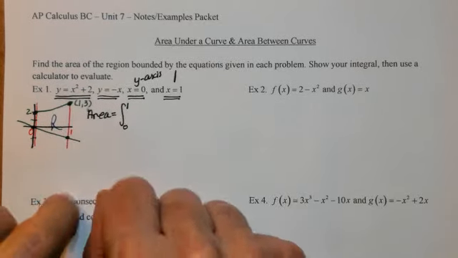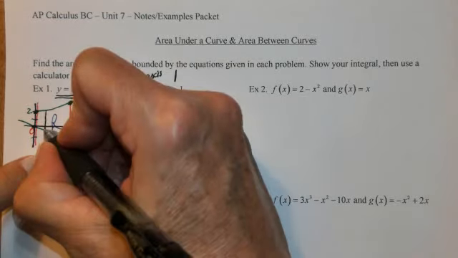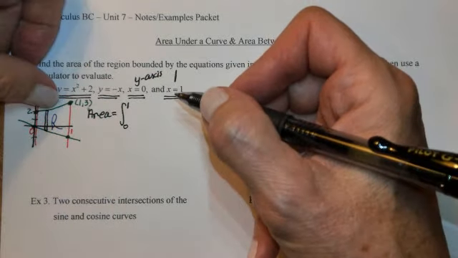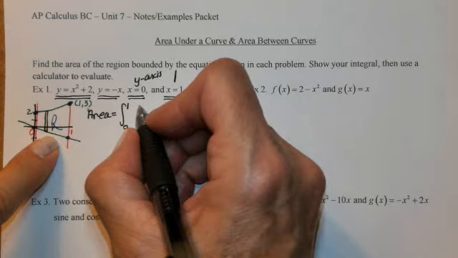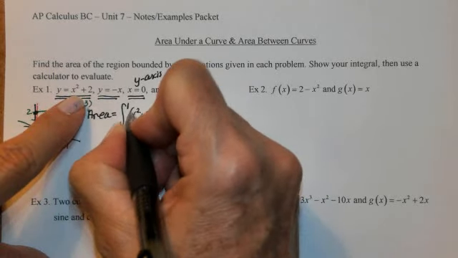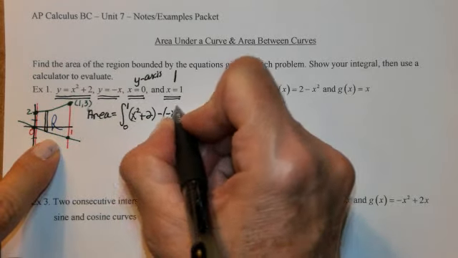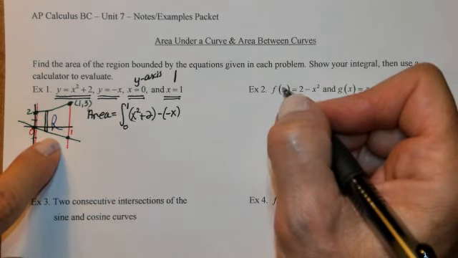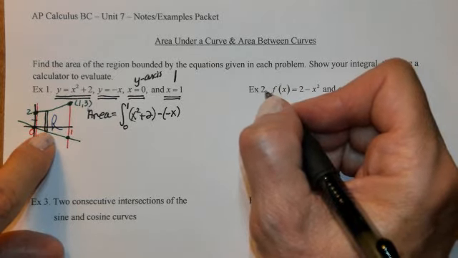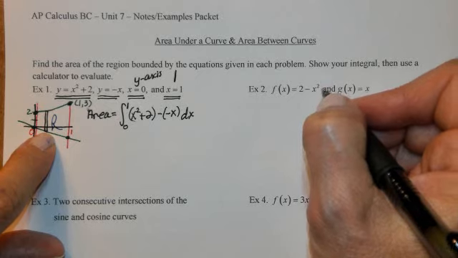Okay? And now, what is the height of each rectangle? Think about drawing a little rectangle. What is the height? Well, the height will be the top curve minus the bottom curve. The top curve was the parabola. The bottom curve was the negative x, right? And then what is the base length of each rectangle? dx. Don't forget your dx, okay?